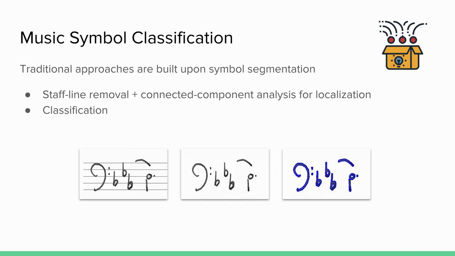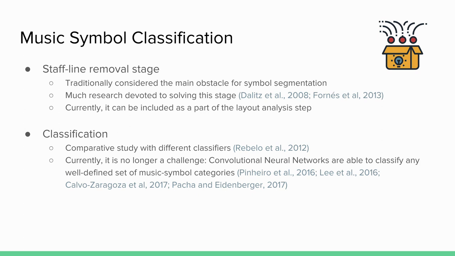Well, traditionally, as Ichiro mentioned in the introduction, the idea is that you remove the staff lines and run some connected component analysis for localizing the primitives or the symbols, and then you run a classifier. But this was difficult at the beginning because the staff line removal was considered a main obstacle for this, and much research was devoted to solving it. We had some surveys only about the staff line removal, even some competitions. What I tried to say is that it was the hot topic for OMR for some time, but currently it can be easily solved with the document layout analysis stage that I went through before.